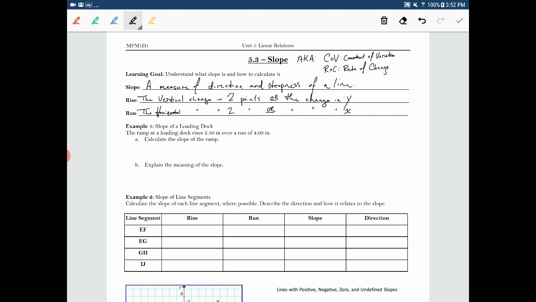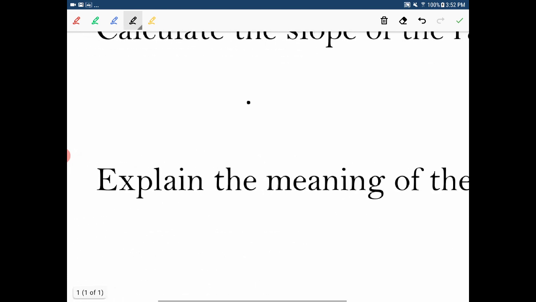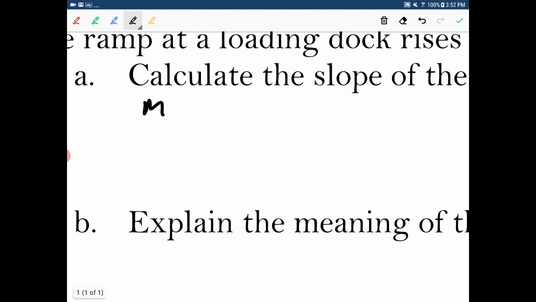All right? And the reason this is important is because what the slope is actually, and we use m to denote slope. Why do we use m? I don't know. That's a really good question, but we do. We don't use s. Use m. The way we calculate it is we just take the rise, or the change in y, and we divide it by the run, which is the change in x.